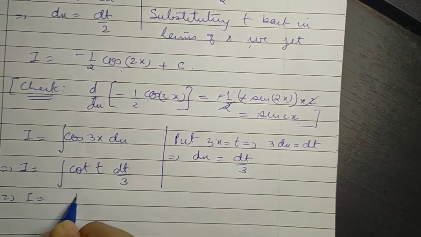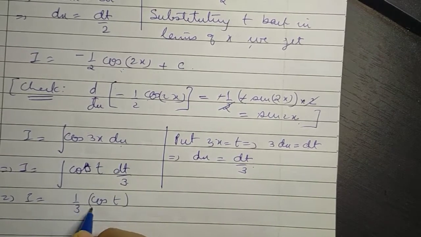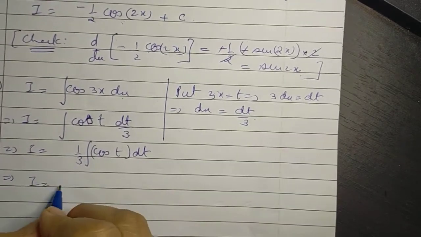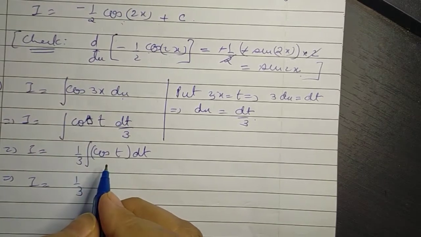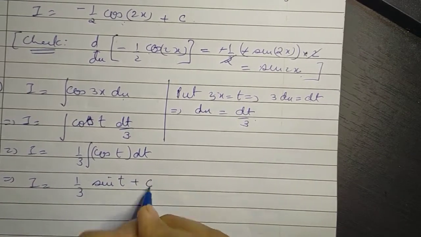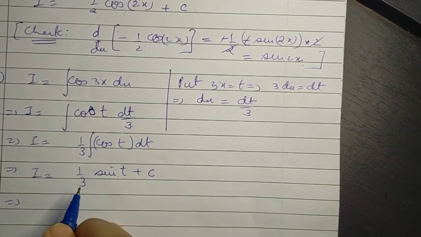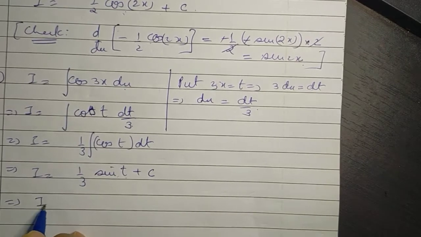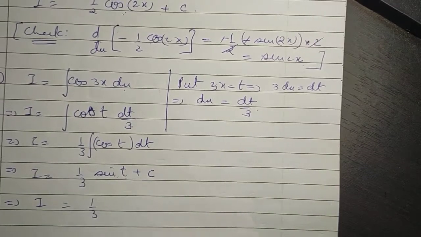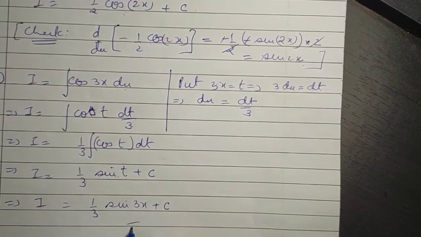This is equal to 1 by 3 integral of cos t dt, which gives us I is equal to 1 by 3. The integral of cos t is sin t plus a constant. Now since t is a variable which we have introduced, we can't leave it in terms of t, so we replace back t in terms of x, and we get 1 by 3 sine 3x plus c, which is the answer.